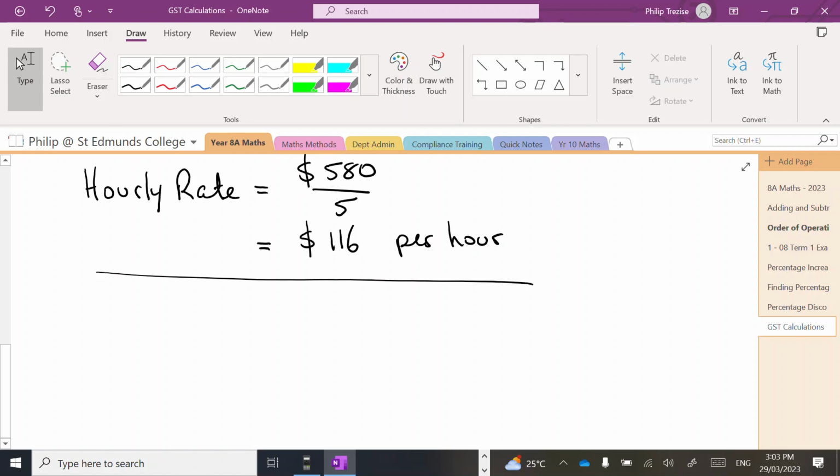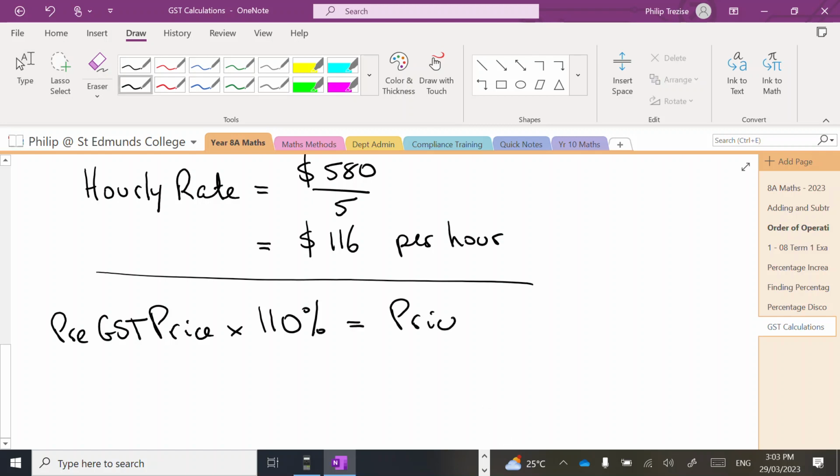So let's remember, GST is 10%, isn't it? Now, we add that 10% on. So effectively, the price is multiplied by 110%. That's the pre-GST price. I'll write pre-GST price is multiplied by 110% to get the actual price that the customer pays.